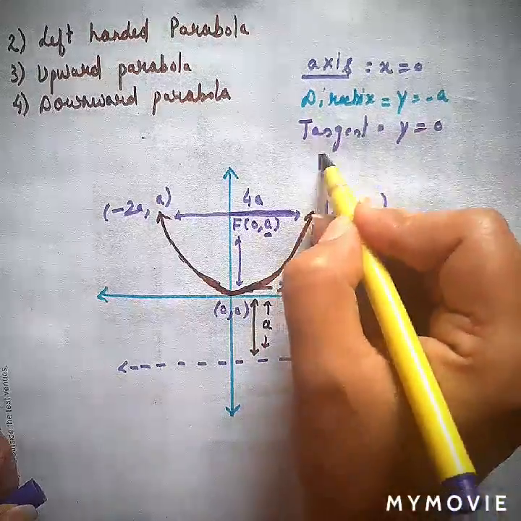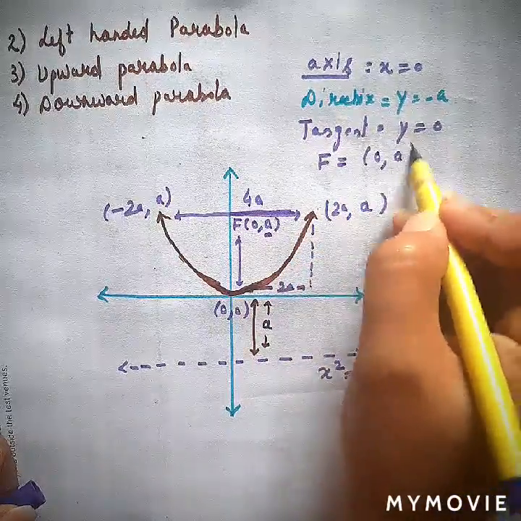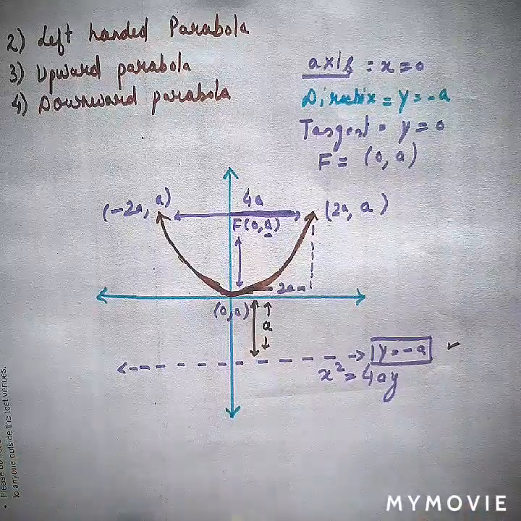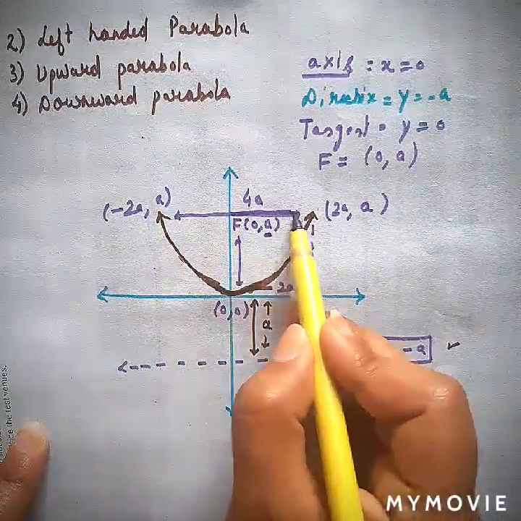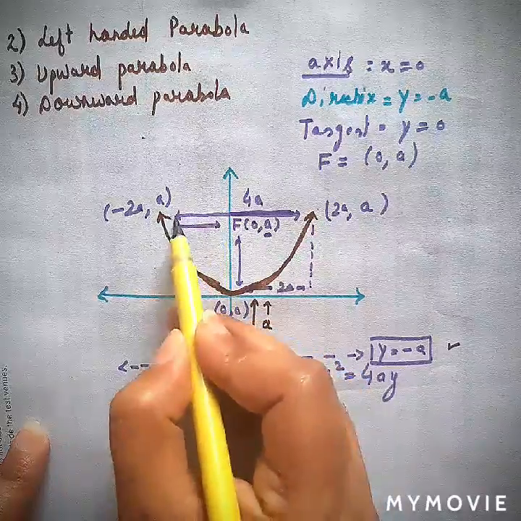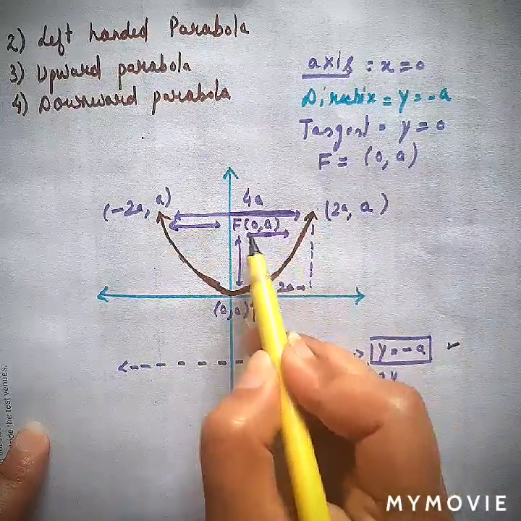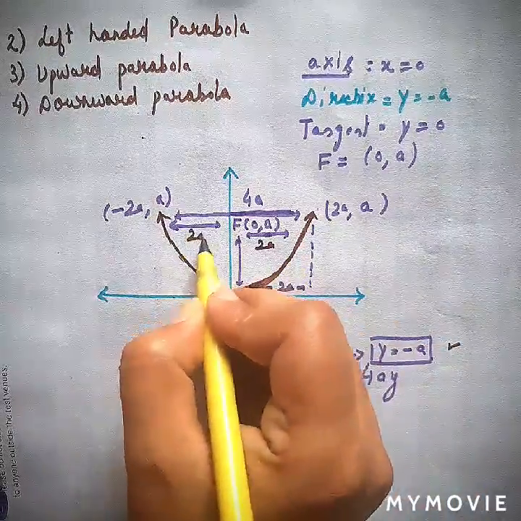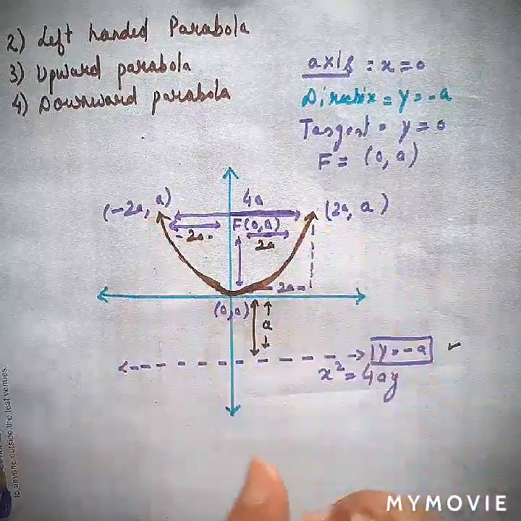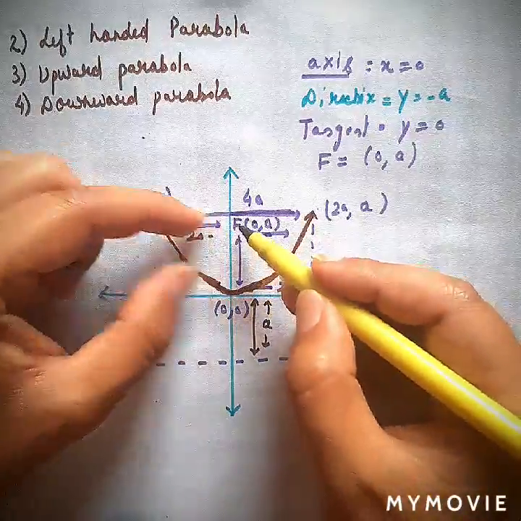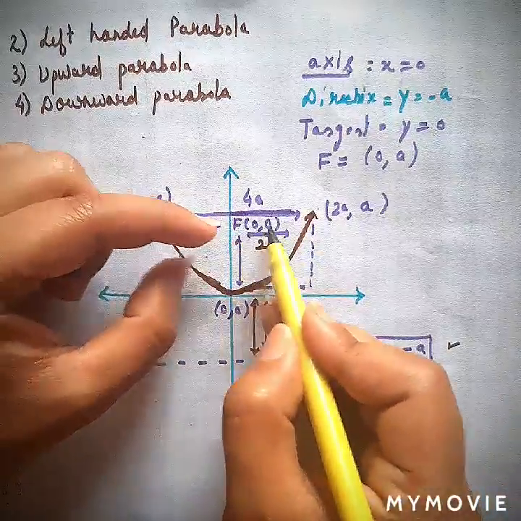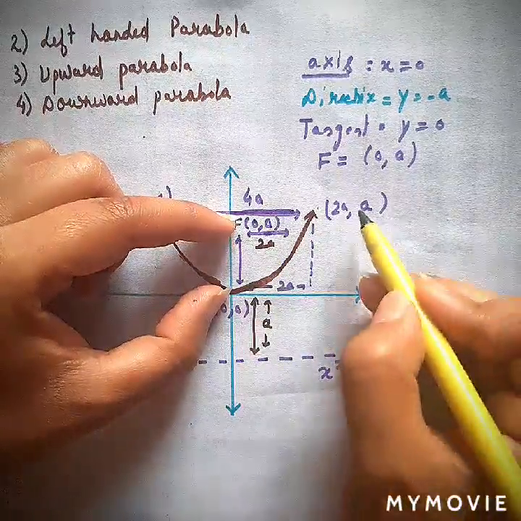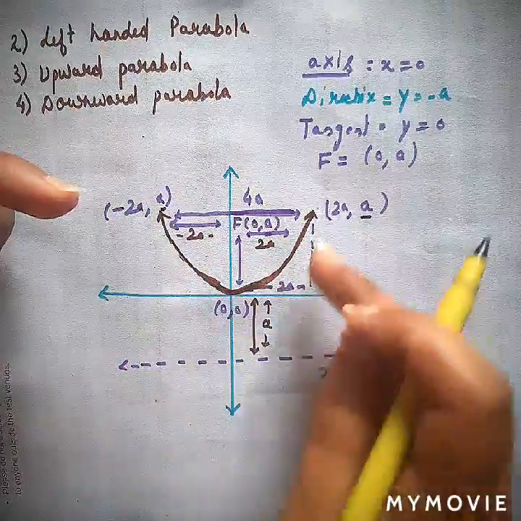Now as I have already mentioned, the focus will be equal to (0, a). Directrix I have mentioned. For the equation of the latus rectum, I told you the total length of the latus rectum is equal to 4a, and if we divide it in half, then this will be equal to 2a. This portion will be equal to 2a and this will be equal to 2a. Total is equal to 4a. The focus is equal to (0, a), so for y, this distance is equal to a. So I have written a on both the sides.